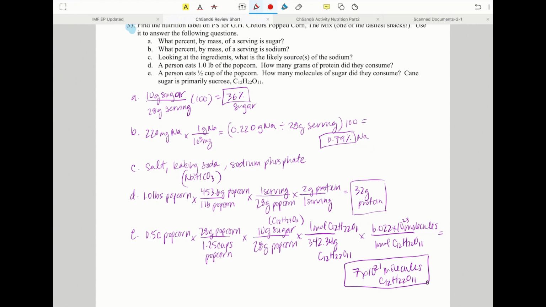Looking at E, we would do the same thing. Here we're starting from half a cup of popcorn, and then we would know that 1 1/4 cups of popcorn are equal to 28 grams of popcorn. That's what the nutrition label also says. 28 grams of popcorn are equal to 10 grams of sugar, right? And then we'd use the molar mass of sugar and then Avogadro's number to get to molecules of sugar per serving, right? So here is where all of that chemistry stuff ties in, and we can calculate how many molecules of sugar we would eat, right? Look at the cool things you guys can do.